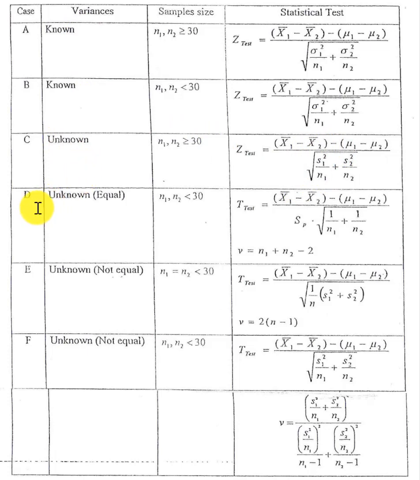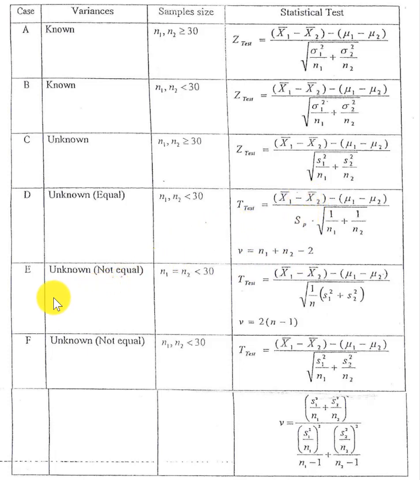For cases D, E, and F, the number of samples is less than 30. The difference among D, E, and F is that for case D, the variance of the population is unknown and equal. So with N1 and N2 less than 30, we are going to use the T test. This is the formula of the T test.